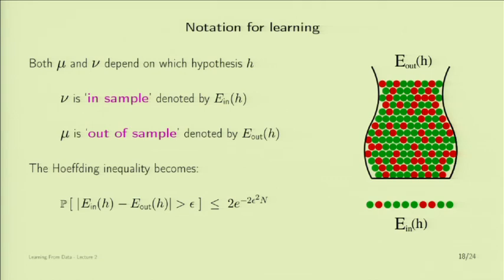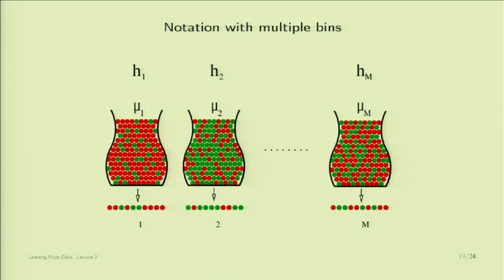Now let's go for the multiple bins and use this notation. These are the multiple bins as we left them. We have the hypotheses H1 up to HM, and we have mu1 up to muM. Thankfully we switched notation, so that something will appear. Every bin has an out-of-sample performance. This is the sample; what's in it is in sample, and what is not in it is out of sample. The out of sample depends on H1 here, H2 here, and HM here. Obviously these quantities will be different according to the sample, and according to the ultimate performance of your hypothesis.